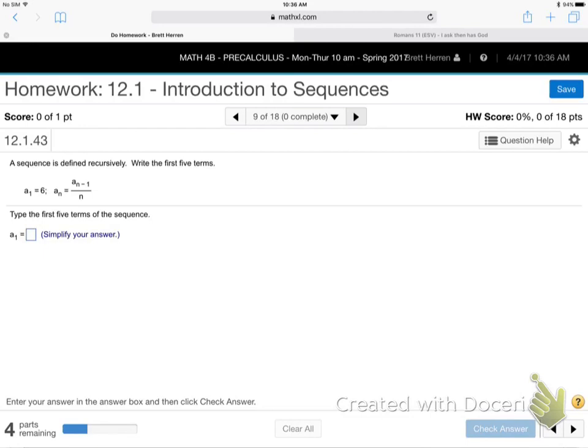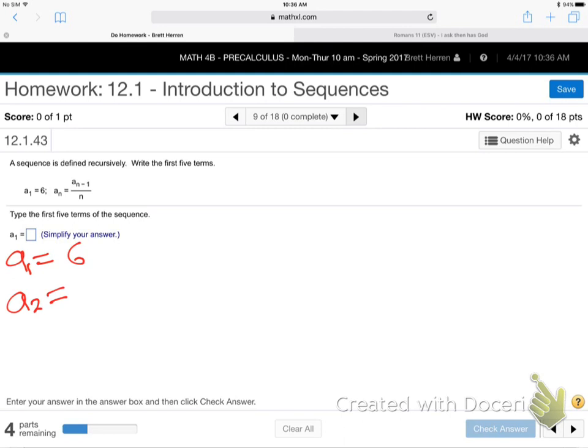All right, so let's try that one. See if you can do the same kind of thing. They're giving you A1. It's 6. They're just handing you that on a silver platter. And then they're telling you how to find the other terms. So see if you can find a sub 2. Give you a second there.